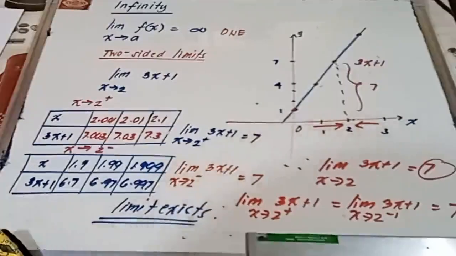Okay? Now, I'm going to give you an examples in finding if the limit exists on a given function. I'm going to give you 2 or 3 examples.